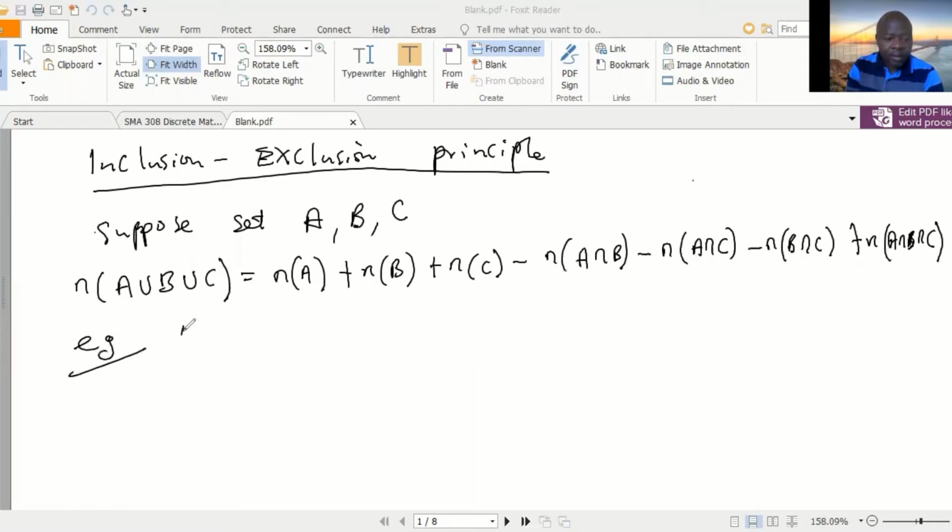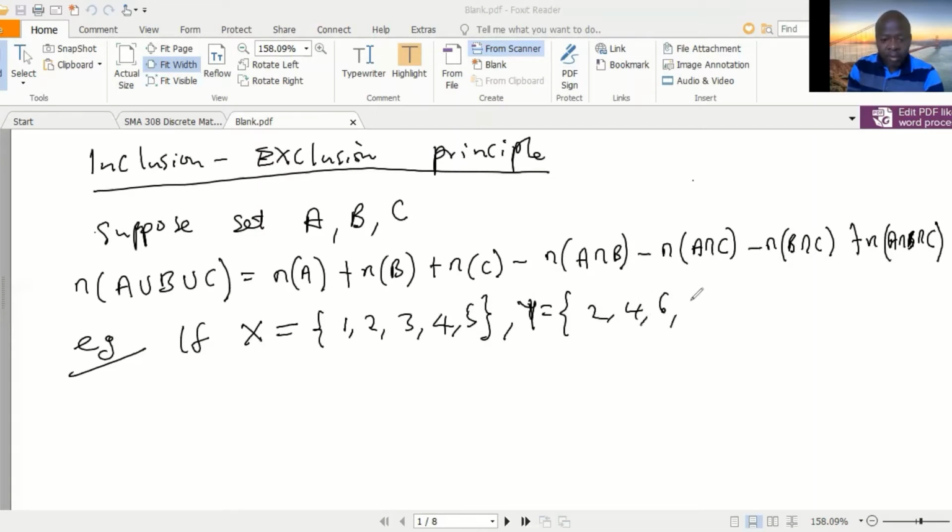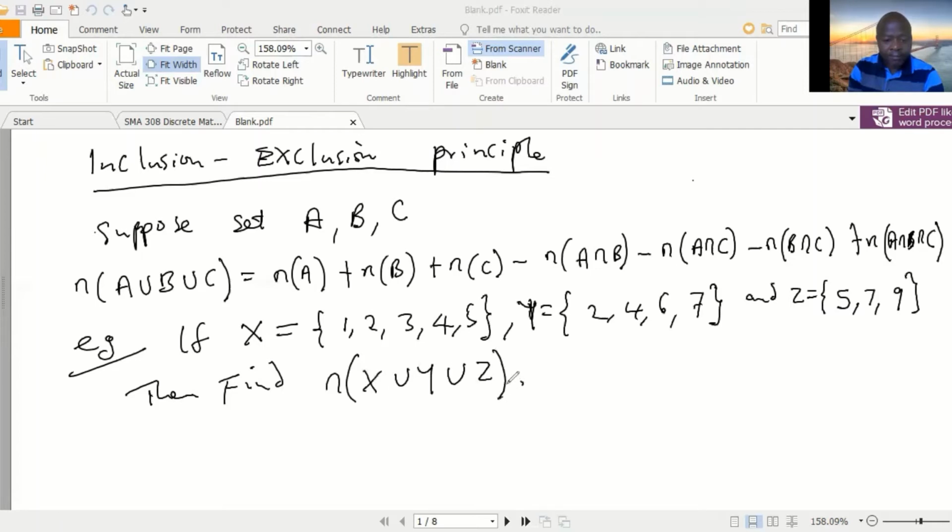For example, if X is a set comprising 1, 2, 3, 4, and 5, Y is a set comprising 2, 4, 6, and 7, and then Z is the set comprising 5, 7, 9, then find the number of elements in X union Y union Z.